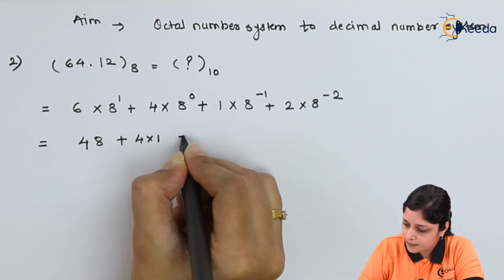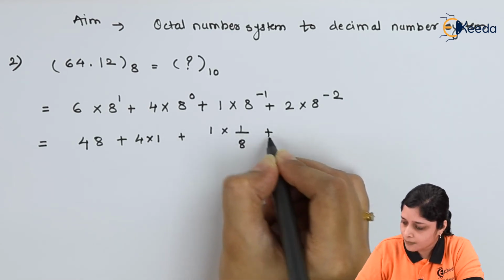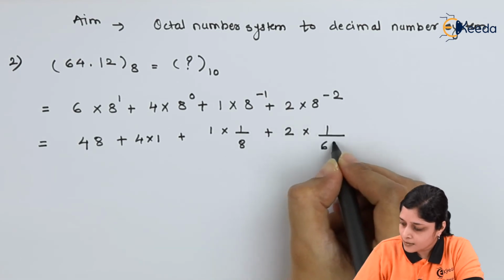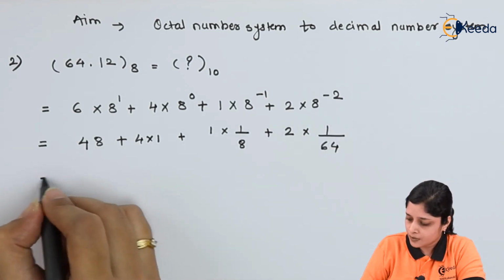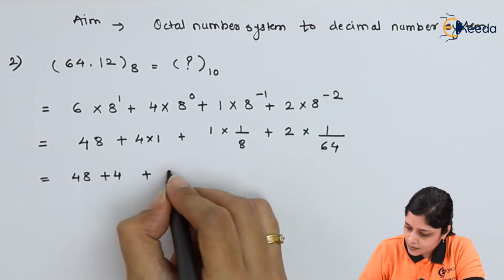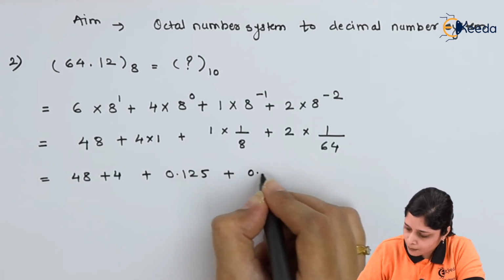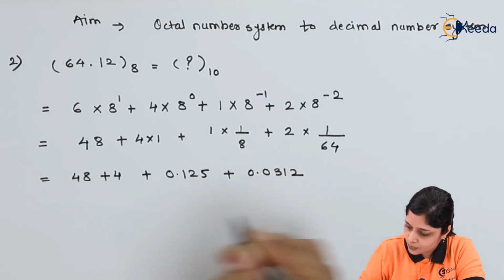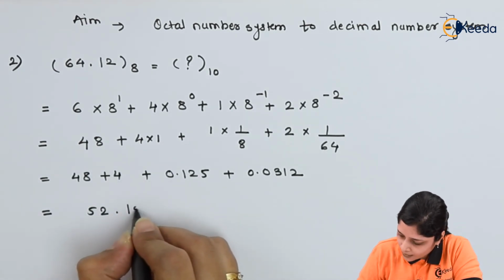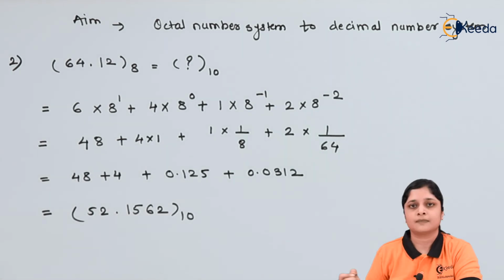6 into 8 is 48, 4 into 1, plus 1 into 1 by 8 you can say, plus 2 into 1 by 64. So 48 plus 4 plus 0.125 plus 0.0312. So final answer will give you 52.1562 to the base 10.